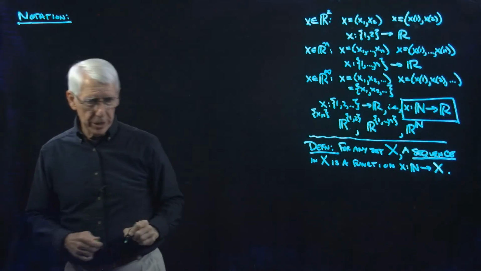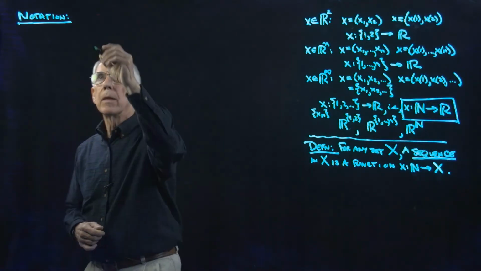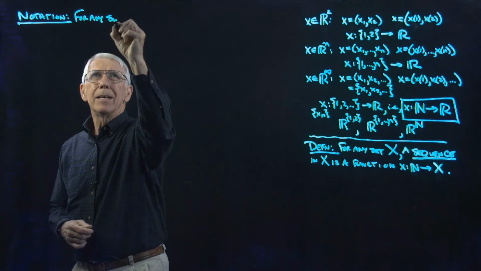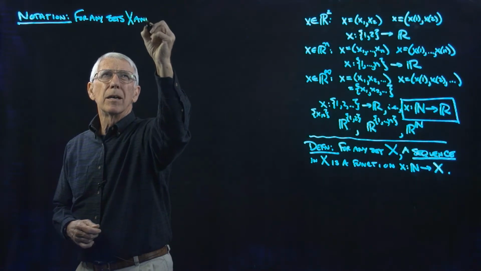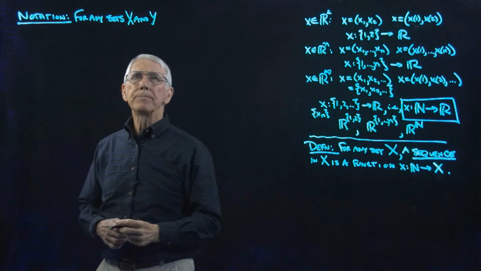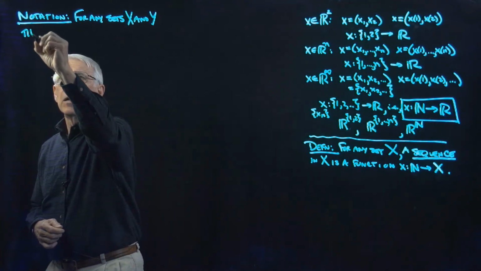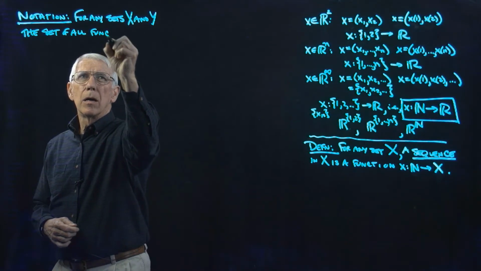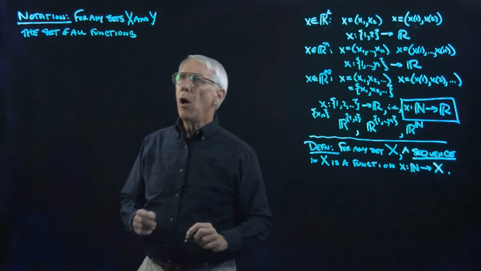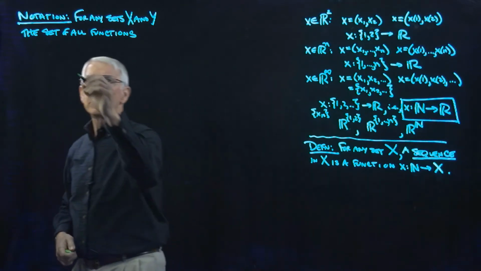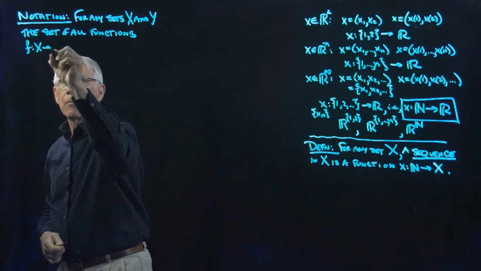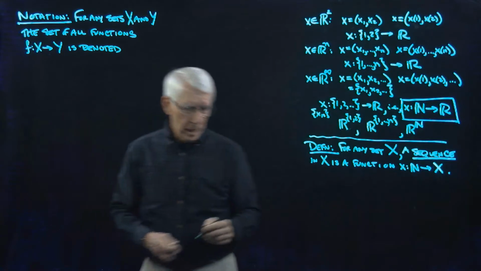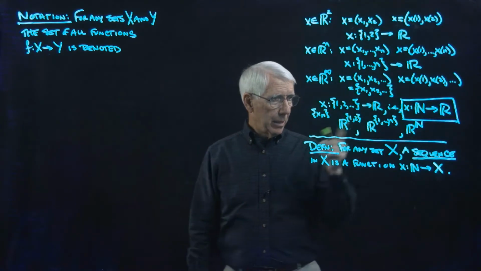So here we have a notation, and that is going to be that for any sets X and Y, the set of all the functions that map from X to Y. Well, before I write down how we denote that, let's look back here.